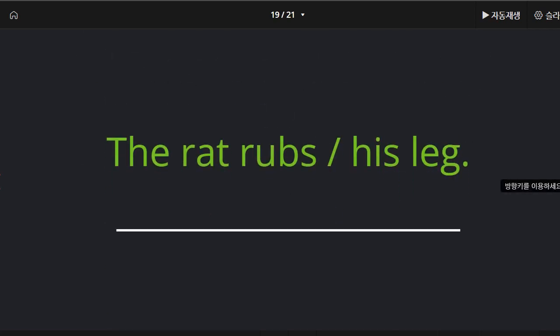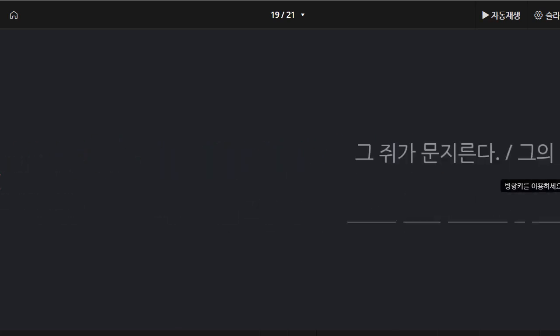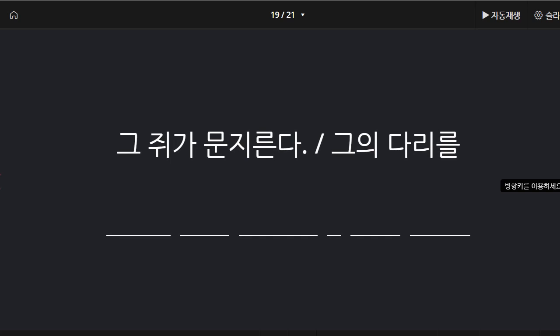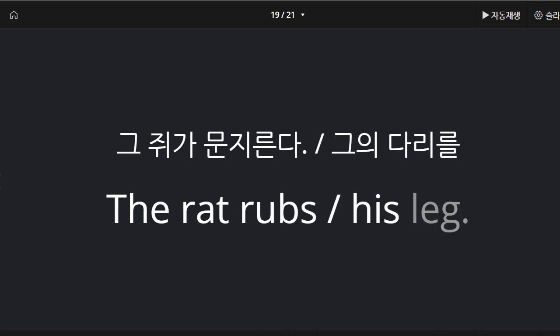The rat rubs his leg. 무슨? 그 쥐가 주무르다 그의 다리를. The rat rubs his leg.